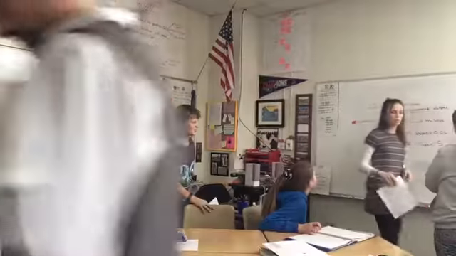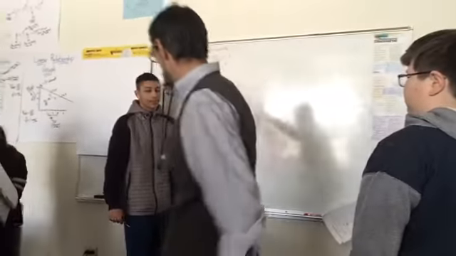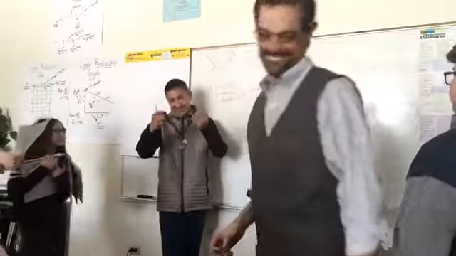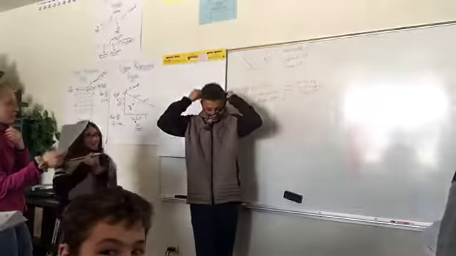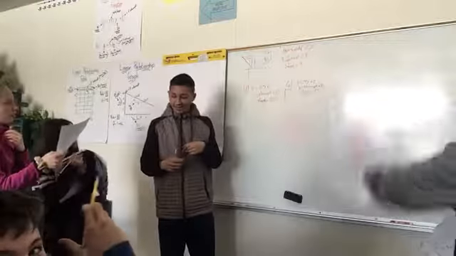Because it's a negative rate. You're not going up the graph this way, you're going down. So you'd go down 3 and you'd go over. Go down 3 over 2.